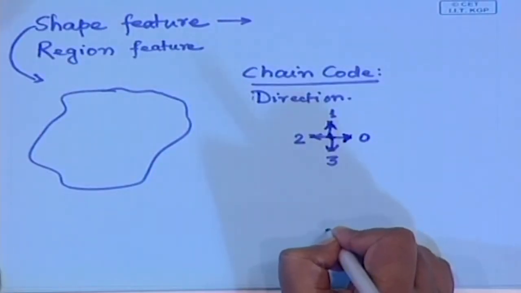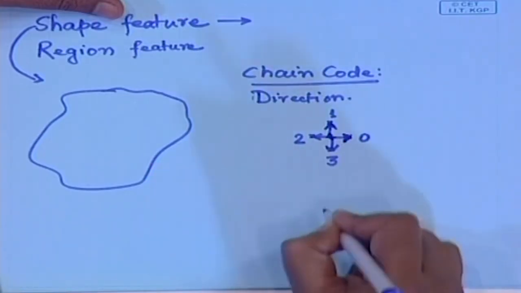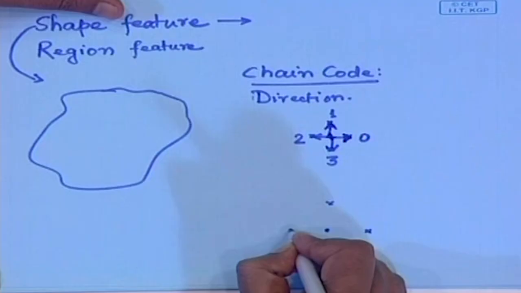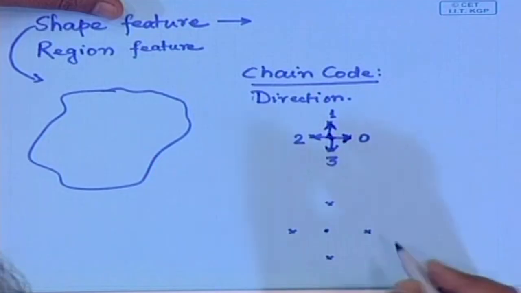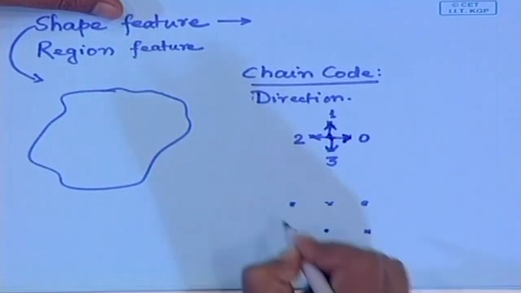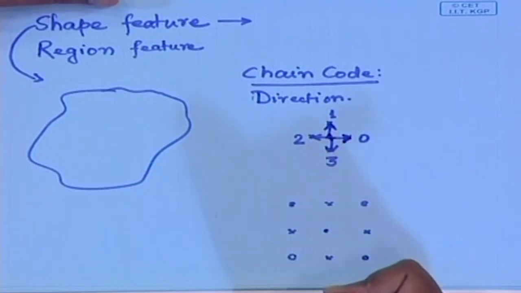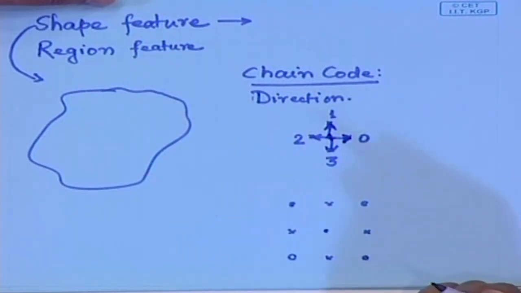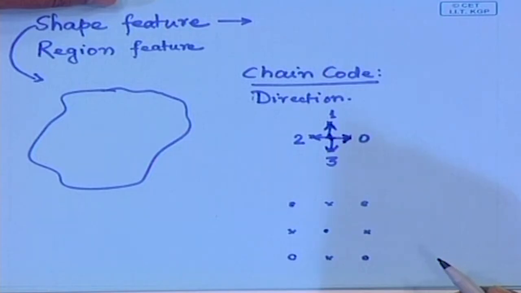If I go for 8 connectivity, suppose this is my neighboring pixel, I have these 4 neighbors, one to the east, north, west and south. In addition, I have these diagonal pixels, in the northeast, northwest, southeast and southwest directions. Now from the center pixel, if I want to move, I can move in any of the 8 directions.